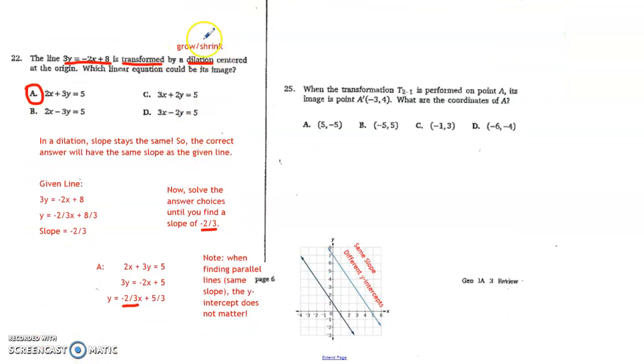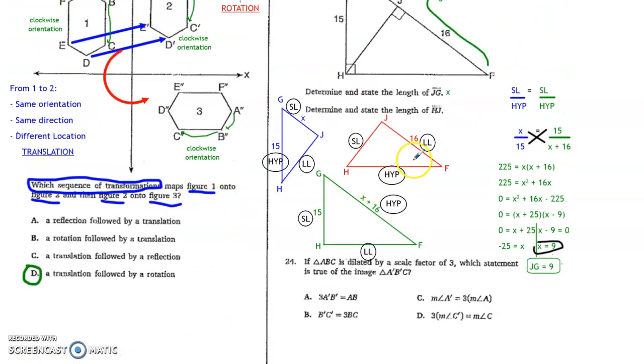In this one, it's transforming by a dilation, which is growing and shrinking. Dilation means we're keeping the slope the same. So we look at the given line and find its slope, and then solve all the answer choices until we find the correct slope. And it happens to be choice A, luckily for us. If this was on the real Regents, it's possible that the answer choice would be choice D, which means I would have to solve 1, 2, 3, 4 different linear equations until I found the parallel one, which means same slope, different y-intercepts. But that's not a big deal because you've got plenty of time.